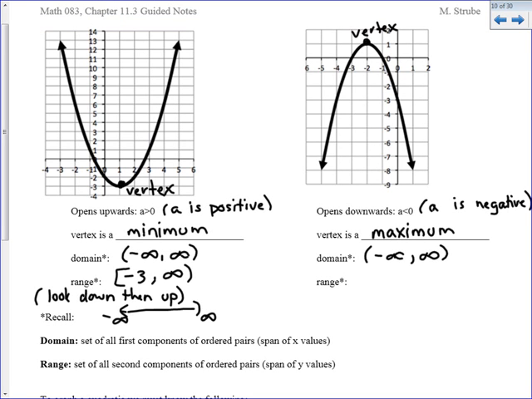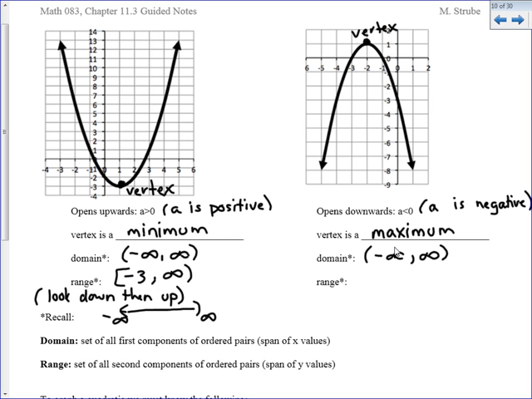So the range is y values. If it opens upward, we know our vertex is a minimum, and we want the y value of our vertex. And it's going up to infinity. So for all of them that open upward, the upper range is always infinity. This always starts with whatever your vertex is.